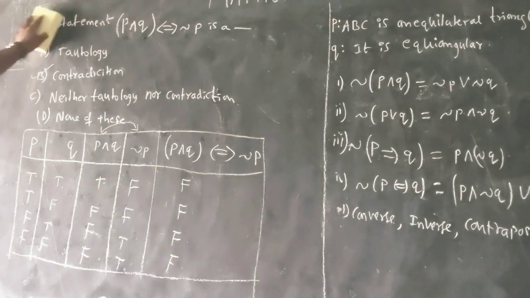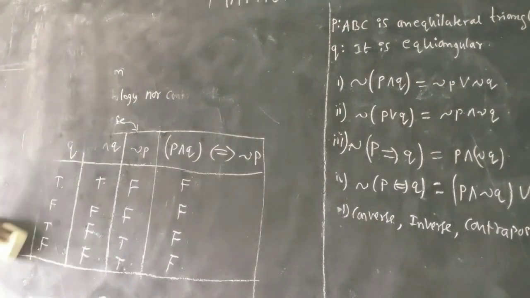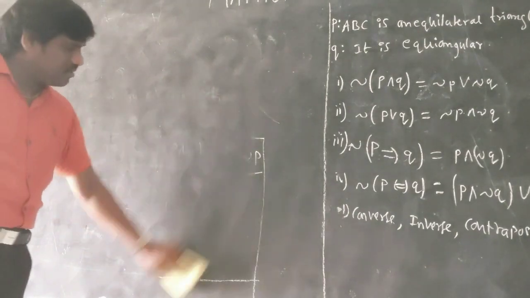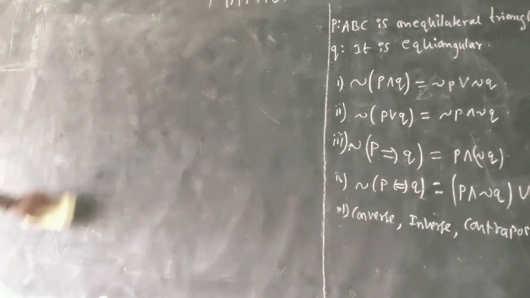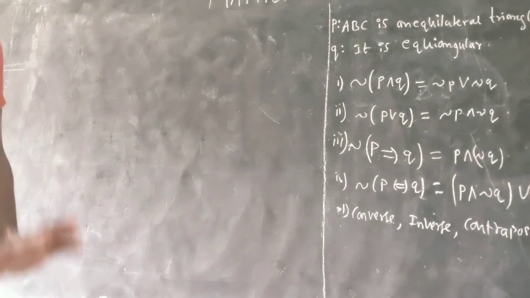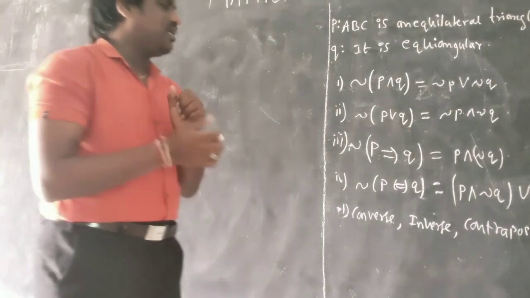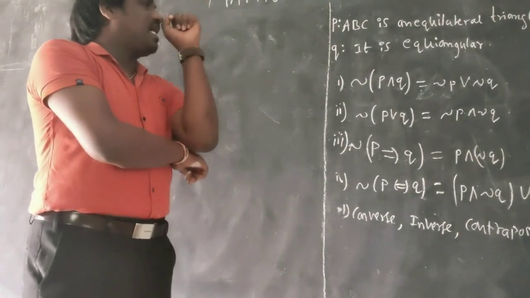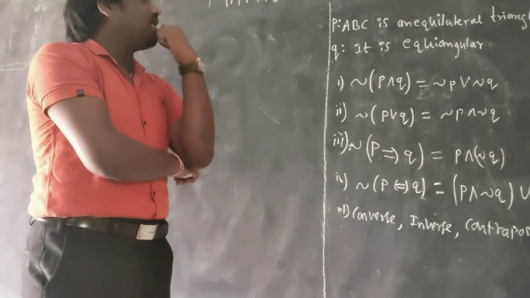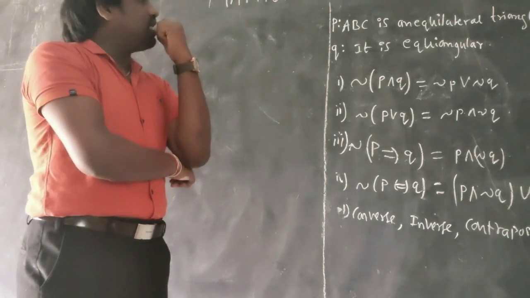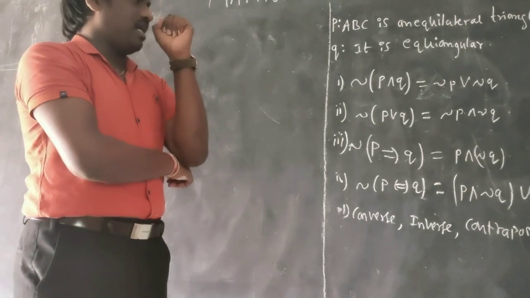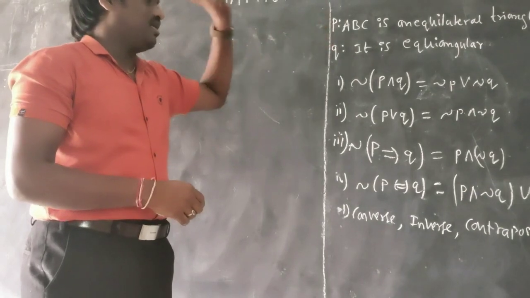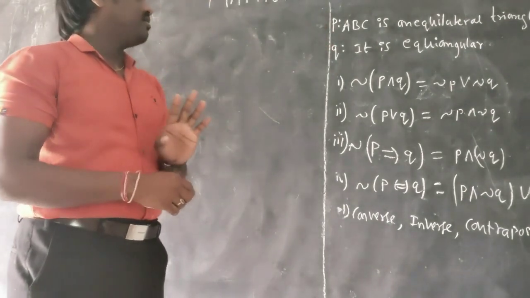Let us go for the next concept. What I am going to teach you is negation. Already you know that denial of a statement is called negation. Now, what I am going to teach you is the most important content here. Suppose you have a statement P, triangle ABC is an equilateral triangle, and statement Q, it is equiangular. Two statements are there.